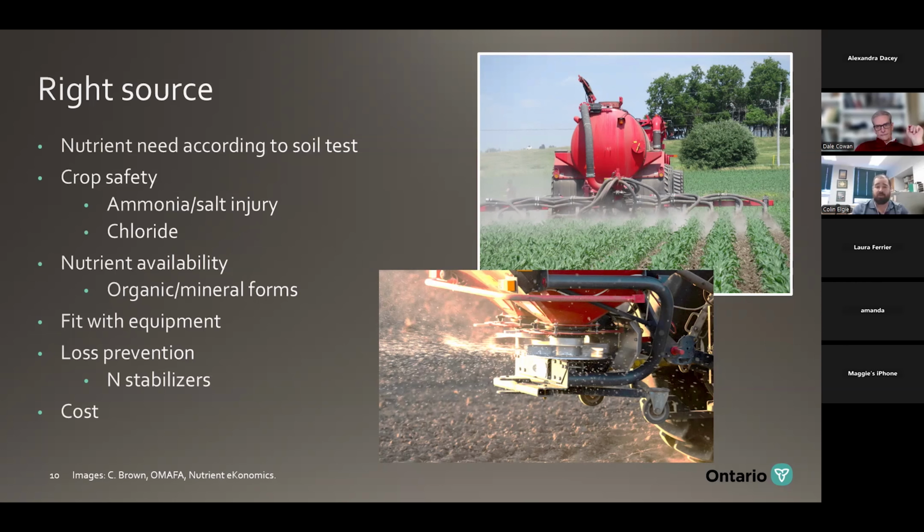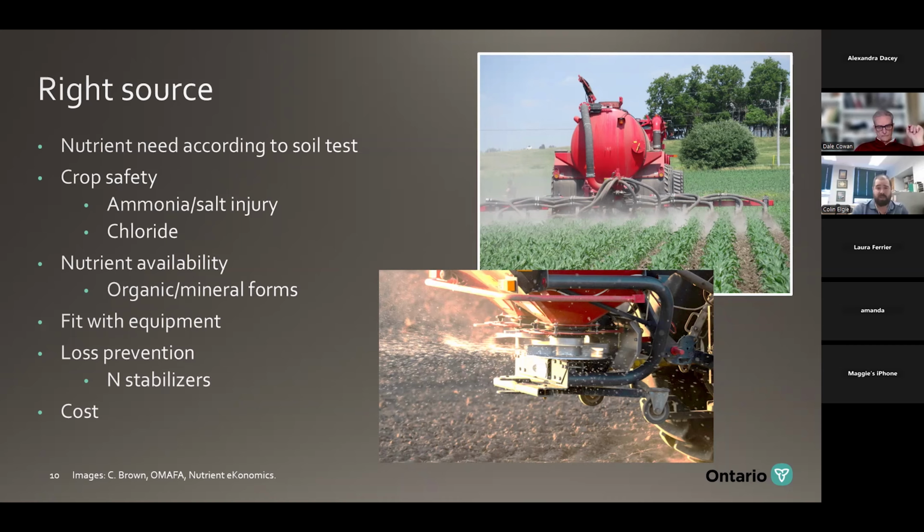We also look at nutrient availability. So how available to the plant are these nutrients right off the bat? How can they fit with the equipment we've got? Do we need to invest in a new piece of equipment? Do we need to rent something, hire a partner to be able to apply that to the field? But then we've also got things like loss prevention. So how can we apply that nutrient to the field? What source can we use to maybe minimize some of those losses? And then, of course, there's cost, which a lot of times it comes down to looking at the different options that may fit and taking a look at how exactly we can work those in economically to our specific situation.